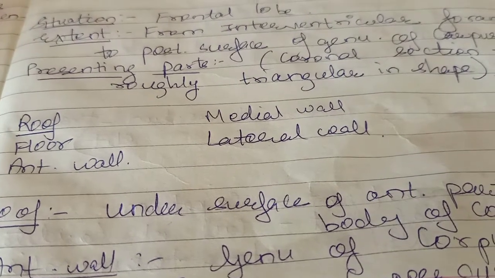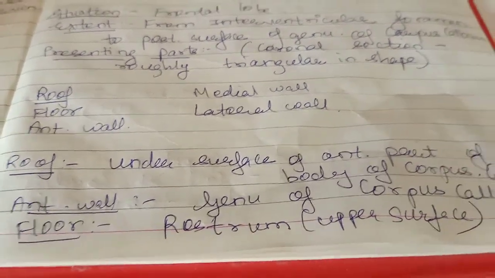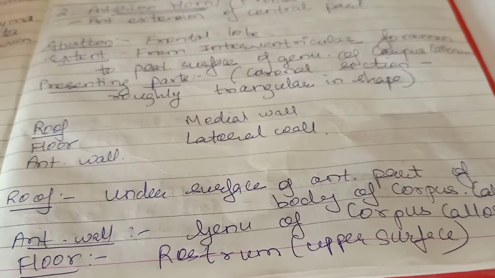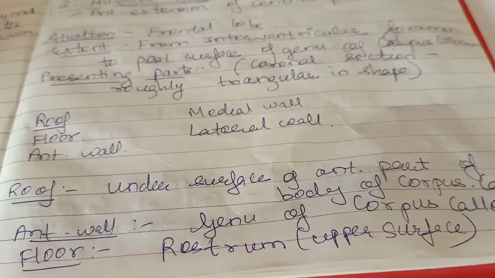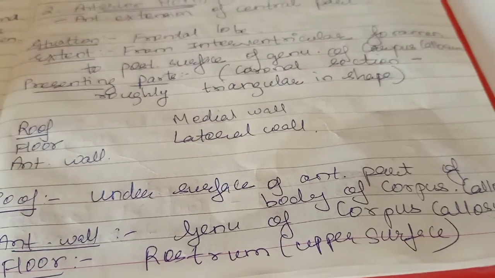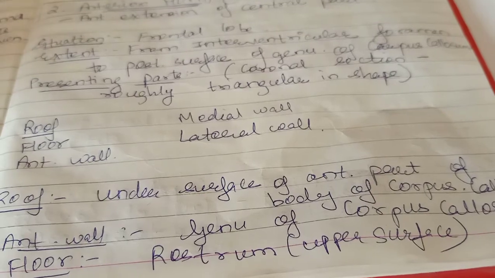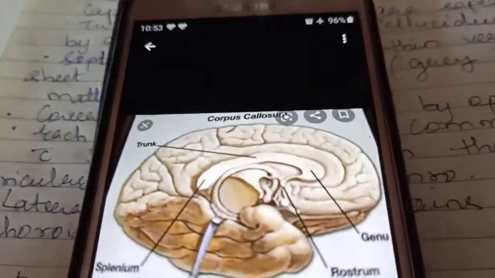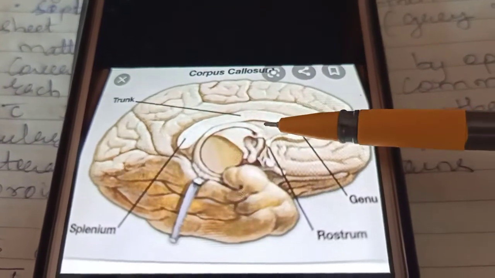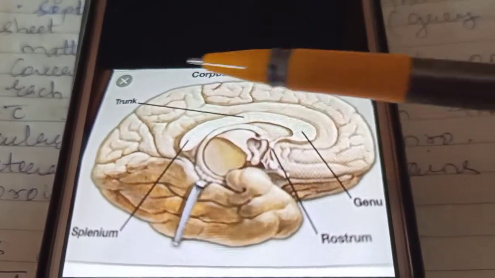Now, what is the formation of the roof? The roof is the undersurface of the anterior part of the body of the corpus callosum. So the roof would be the body of the corpus callosum. Suppose this much is the lateral ventricle, the roof is the trunk of the corpus callosum.